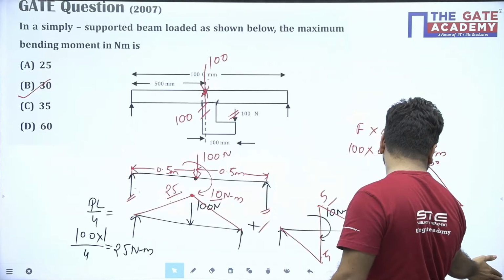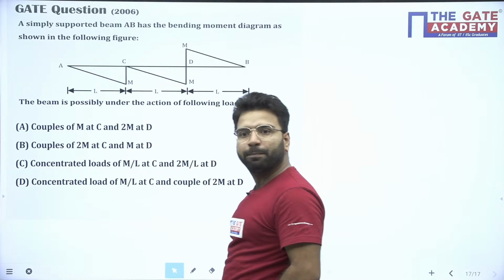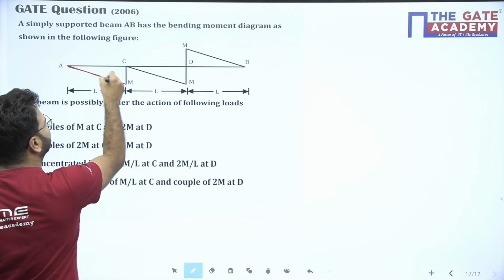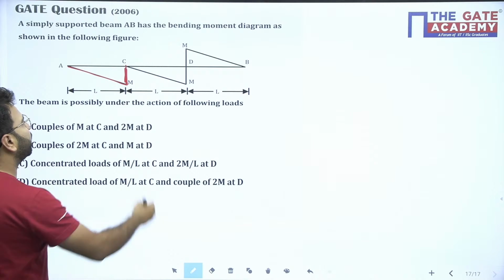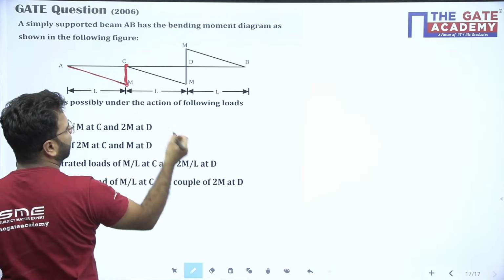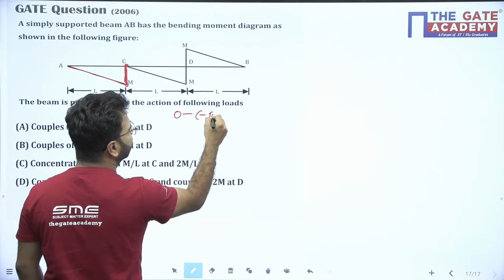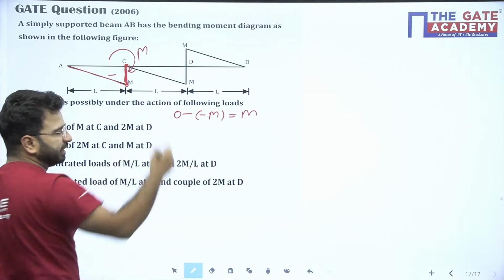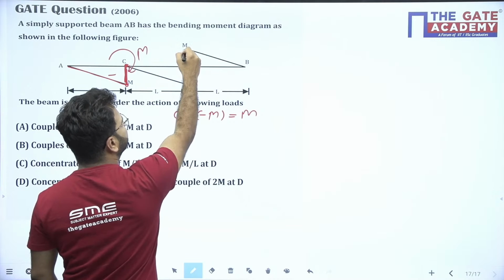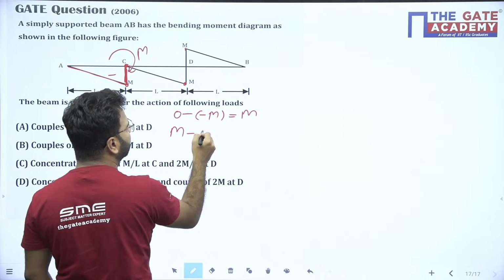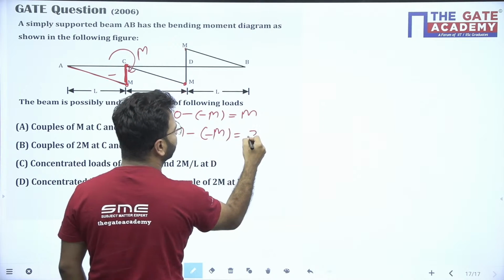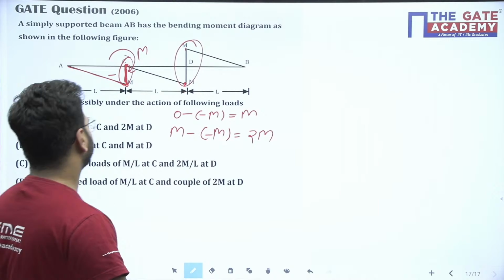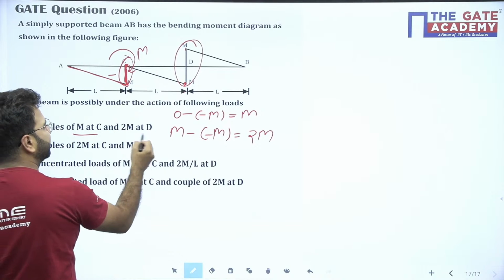Okay, so now if you see this question, what is happening in this question beta? Here the bending moment diagram came like that but suddenly changed. It means how much bending moment is here? 0. Here how much? M. So like M2 minus M1, it will be 0 minus M because downward will be negative. So it will be M. So couple of M at C. You can see here it's M, here also it's M. So M2 minus M1, M minus of M, how much will it be? It will be 2M. So whenever the bending moment is suddenly changing, definitely a couple is present. So you can see at C it's M, at D it's 2M.